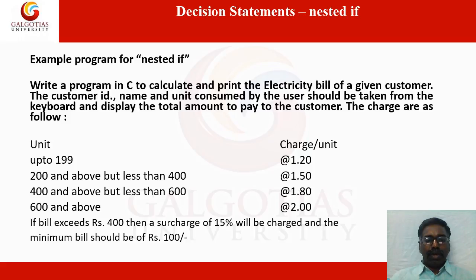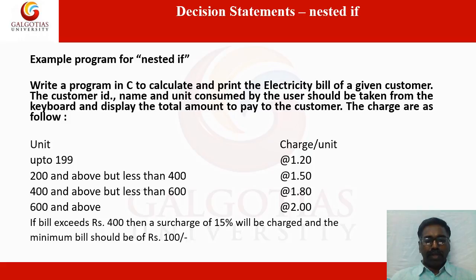Just now we are going to analyze the question. We need to calculate the electricity bill by means of the units consumed by the user. The charges are given below. Up to 199 units we have a charge of 1 rupee 20 paise for each unit. From 200 to 399 we need to charge 1.50 rupees per unit. From 400 to 599 we need to charge 1.80 per unit. Above 600 we need to charge 2 rupees per unit.